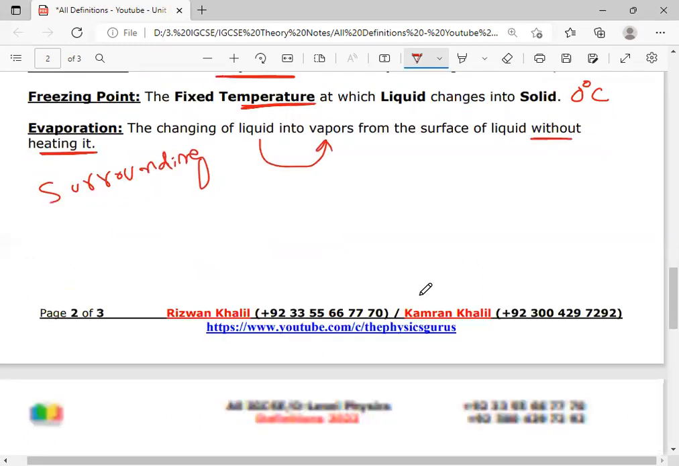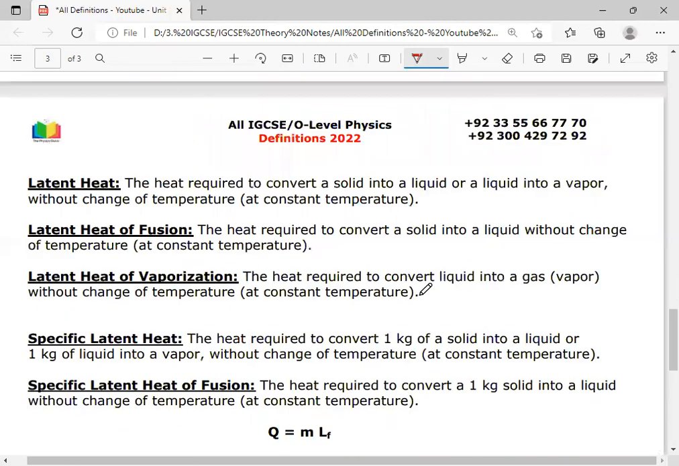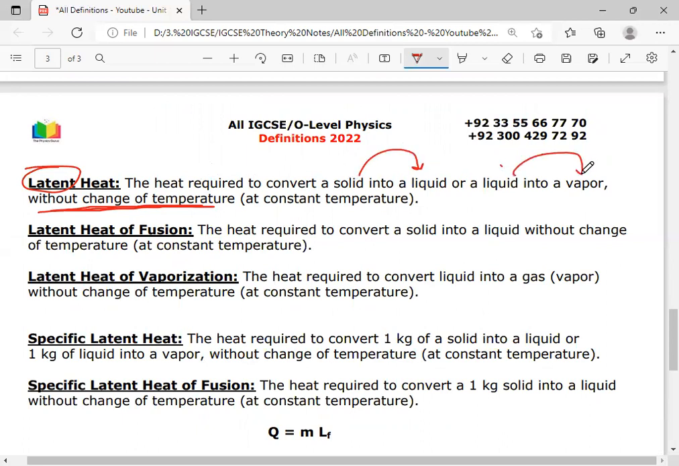Then here comes the next definition, that is latent heat. Whenever the word latent is used, we will always mention that the temperature will remain the same or will not change. So latent heat is the amount of heat required to convert solid into liquid or liquid into vapors at constant temperature, without changing temperature. Now latent heat of fusion.